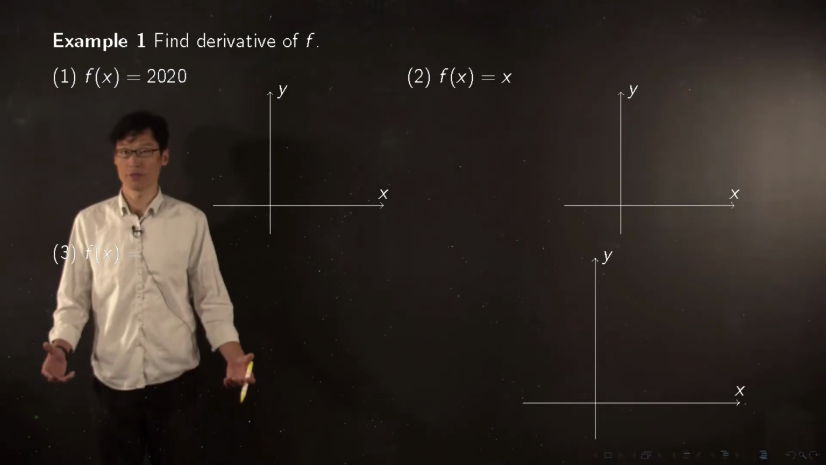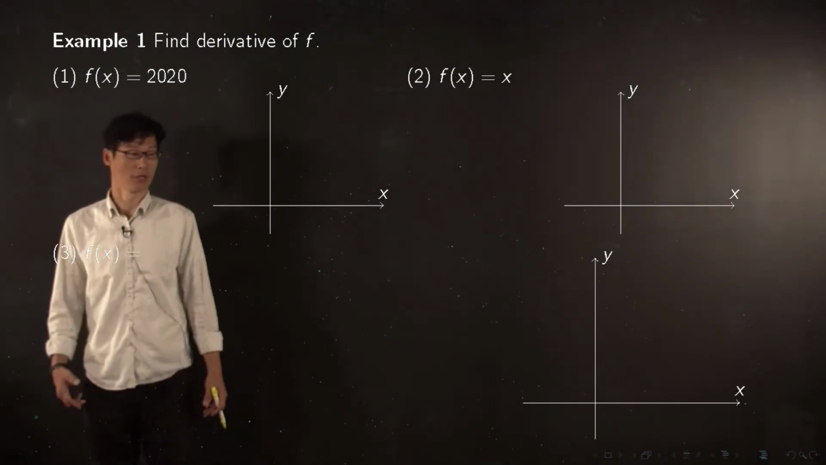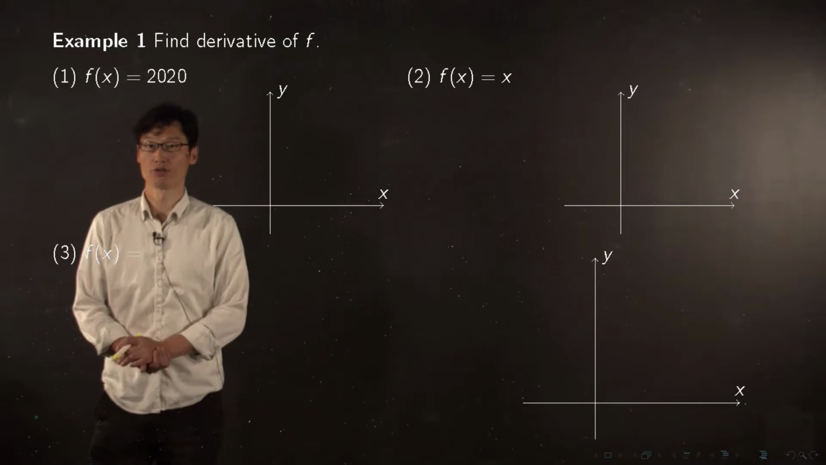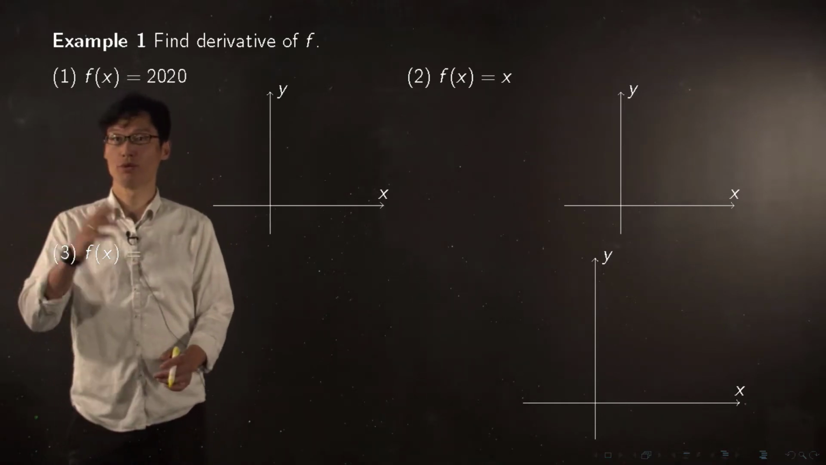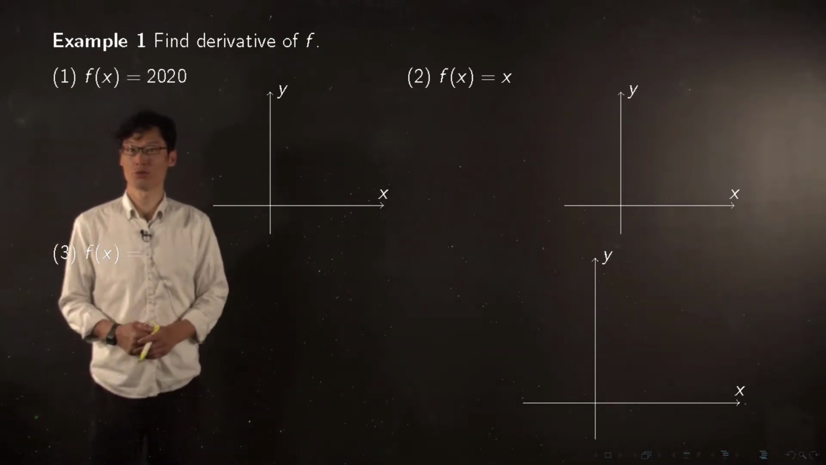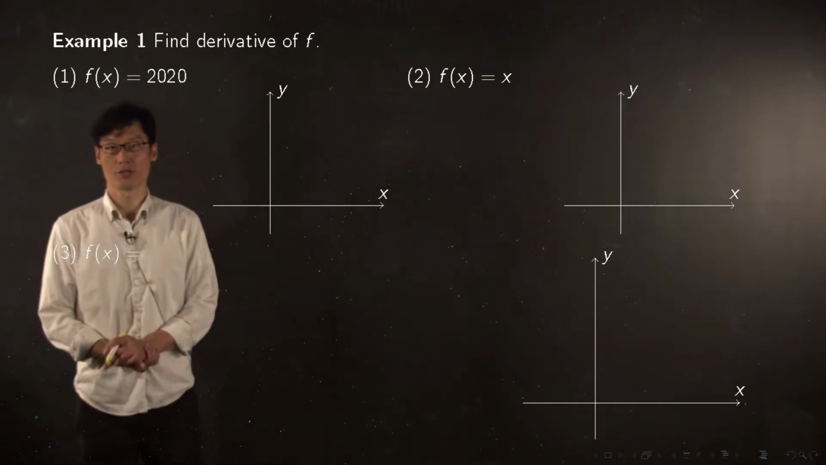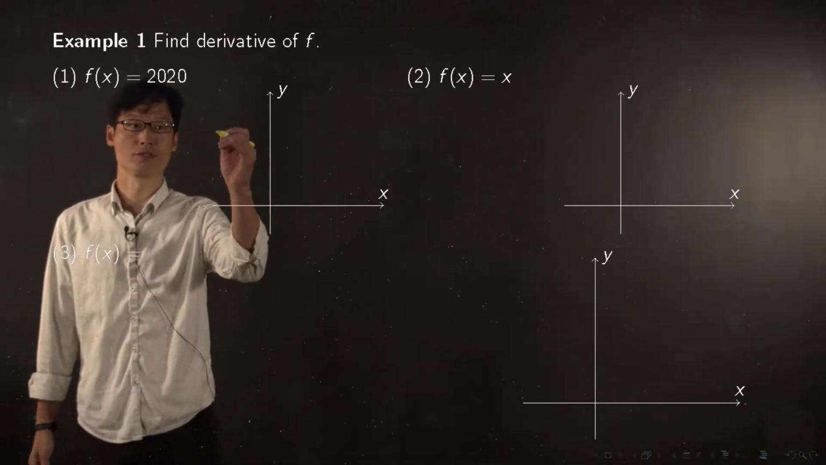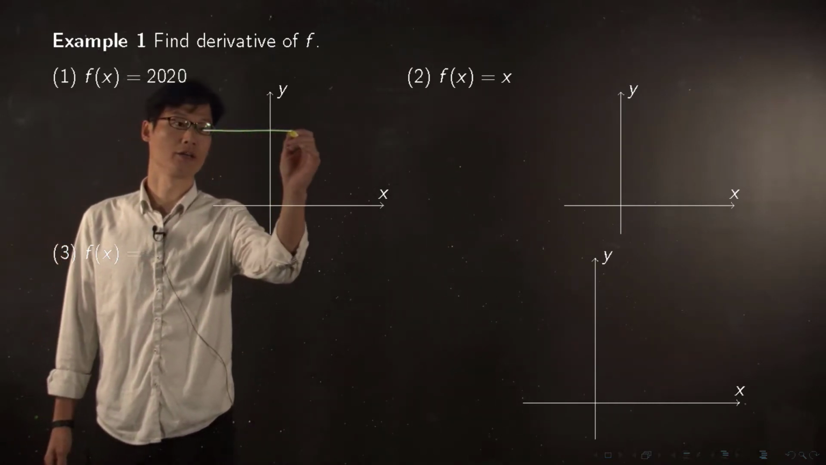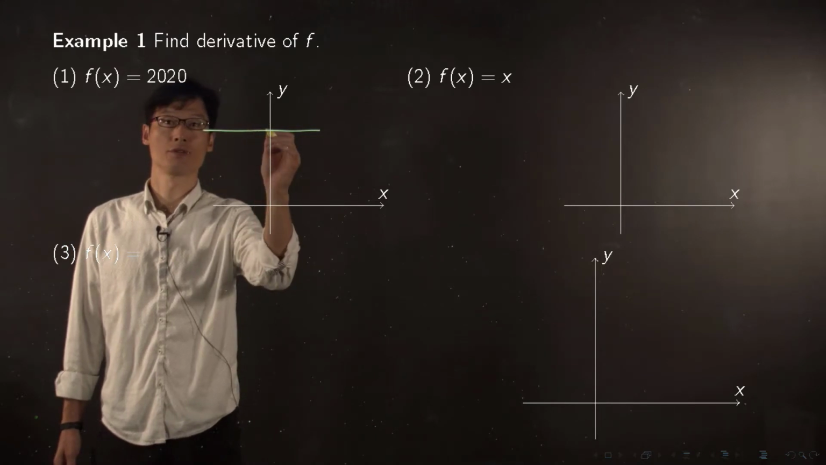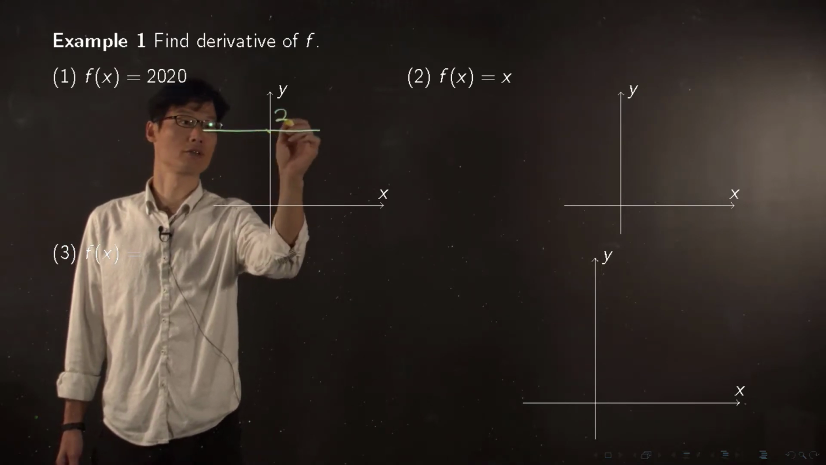So here are quick examples for derivative of function. First example is constant function 2020. So this is a constant function. So graph is just a horizontal line that passes 2020.